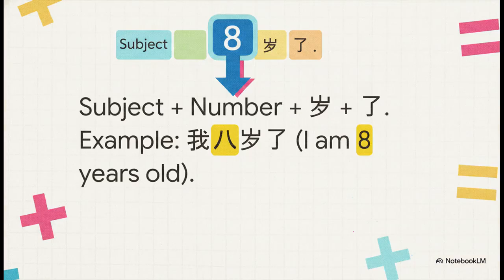And the best part? Answering that question is just as satisfyingly simple. You just take that question formula and plug your number key right into the middle of it. The structure is subject plus number plus suì, which means years old, plus le. For example, to say I am 8 years old, you just say 我8岁了. You just pop that bā right in there. If he's 3 years old, it's 他3岁了. See how wonderfully easy this modular swap is?